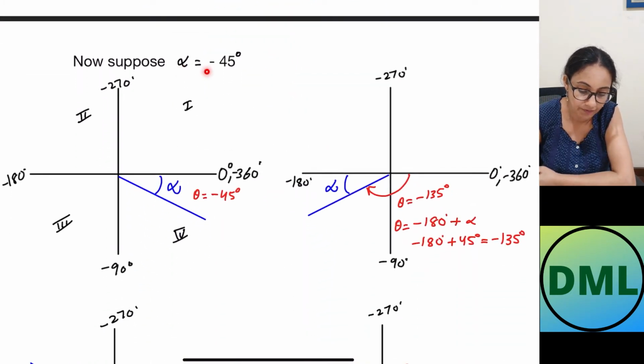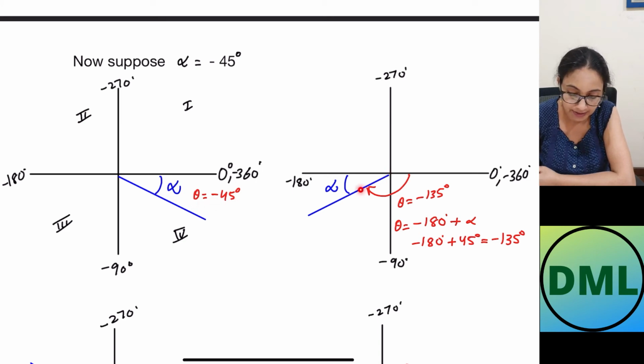Now let's suppose that alpha is negative 45 degree. When the angle is negative 45 degrees, we have to consider the fourth quadrant. So this is my fourth quadrant here, and my basic angle alpha here is 45 degree. Now if I write this in terms of theta, theta is given by negative 45 degree. Always the negative angles you are considering in the fourth quadrant. So if this is 0 degree, then this is minus 90, minus 180 degree, minus 270 degree, and minus 360 degree, and so on. So this basic angle alpha will be given by theta is equal to minus 45 degree.